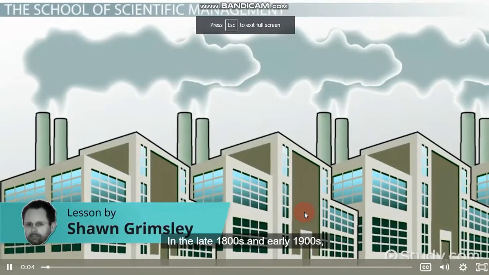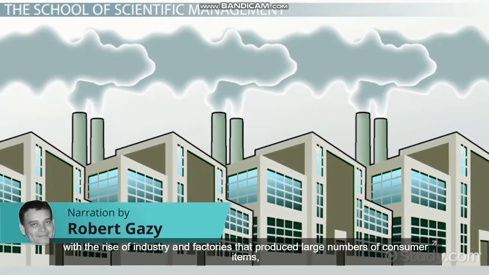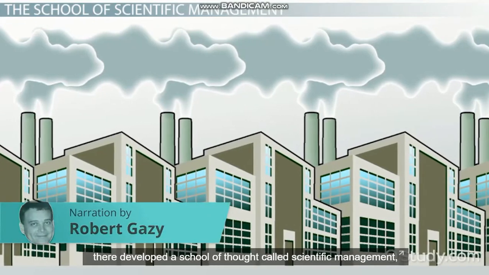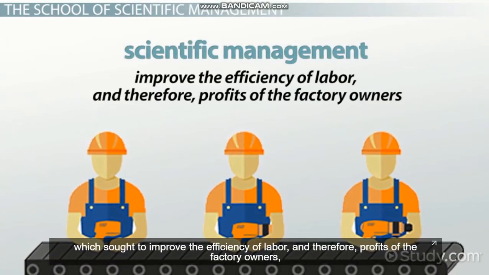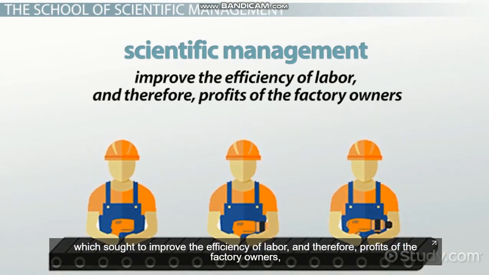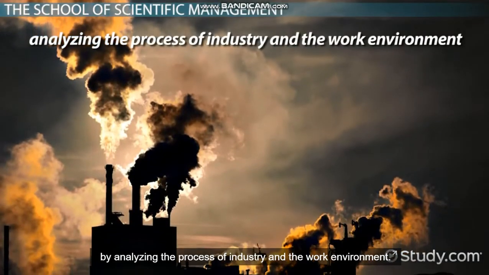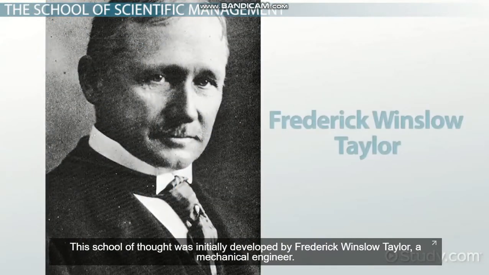In the late 1800s and early 1900s, with the rise of industry and factories that produced large numbers of consumer items, there developed a school of thought called scientific management, which sought to improve the efficiency of labor and, therefore, profits of the factory owners by analyzing the process of industry and the work environment. This school of thought was initially developed by Frederick Winslow Taylor, a mechanical engineer.